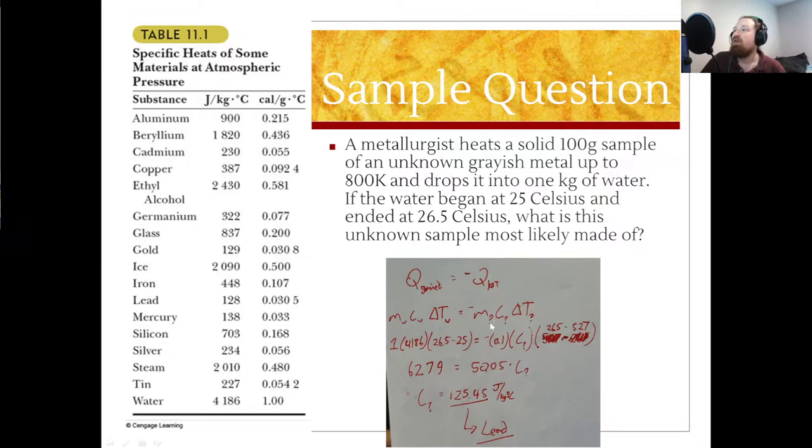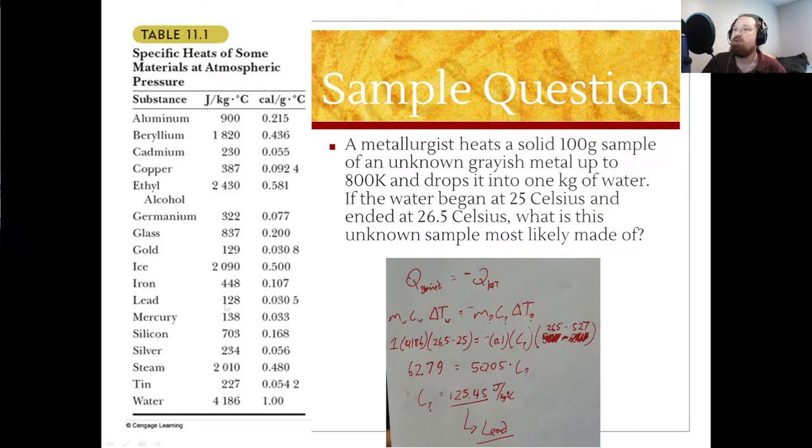Everything on the right side can condense down to positive 50.05 times our unknown c. We can solve for our unknown c, which is going to be 125.45 joules per kilogram degree Celsius. And now that we have that number, we can take it over to our table here and look at what materials it is closest to, what values on this table rank closest to this number that we found.